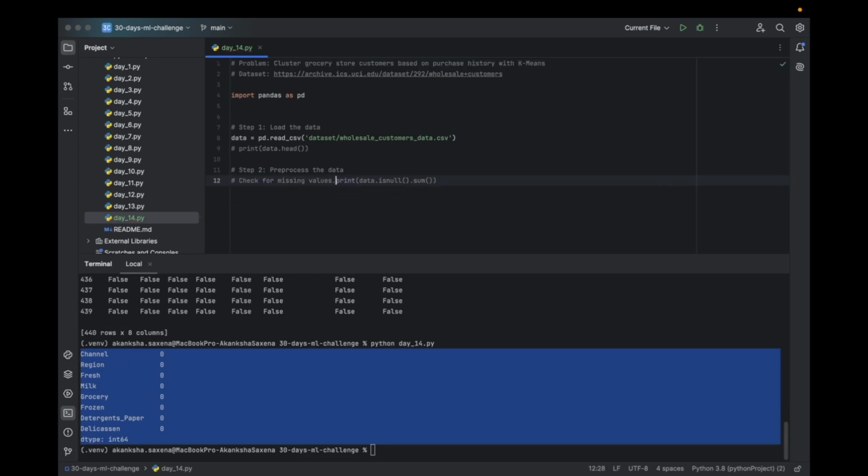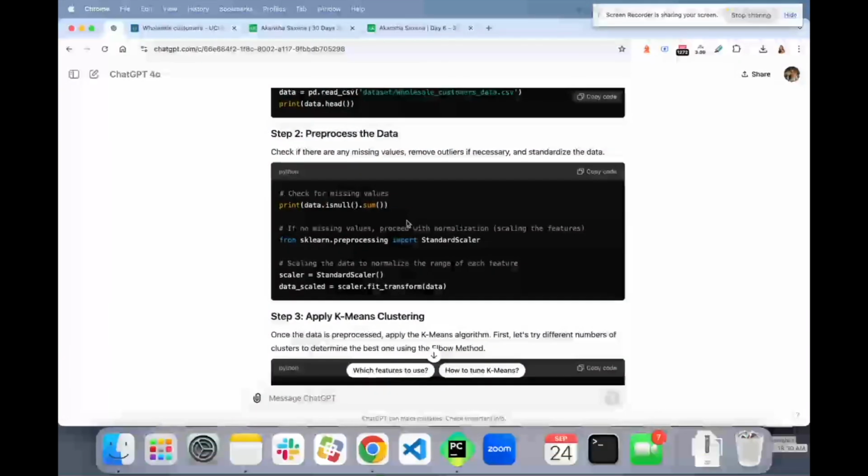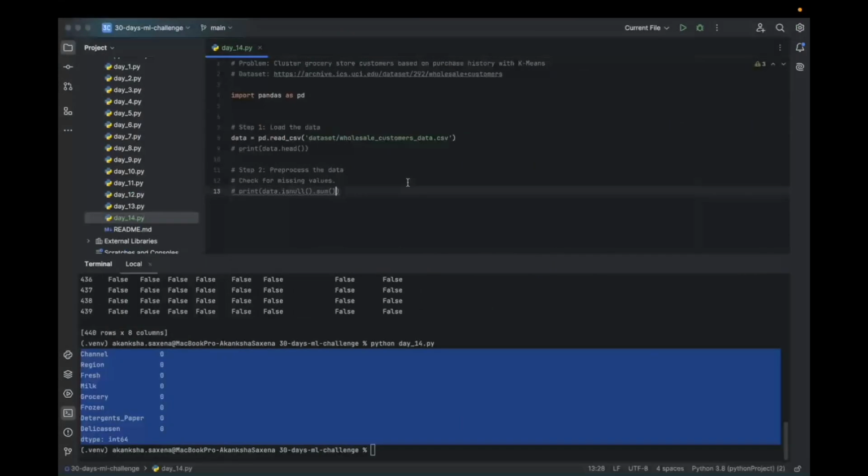And then I'm going to print that. And then if there are no missing values, proceed with scaling the features. Or what do we say? Normalization.